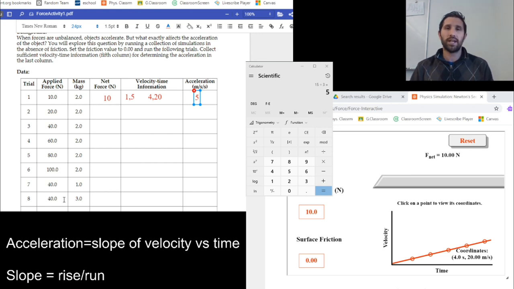Your goal for today, whether you're working with a partner or not, is to get all the data in this table filled out and then uploaded to Canvas to be turned in. And then we'll work on analysis in another class.